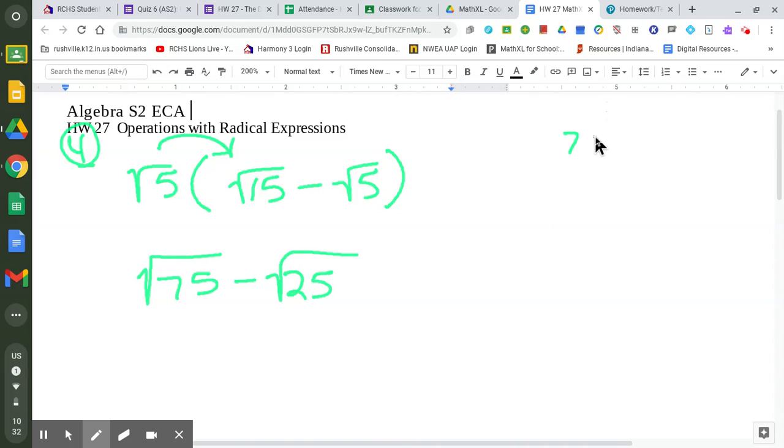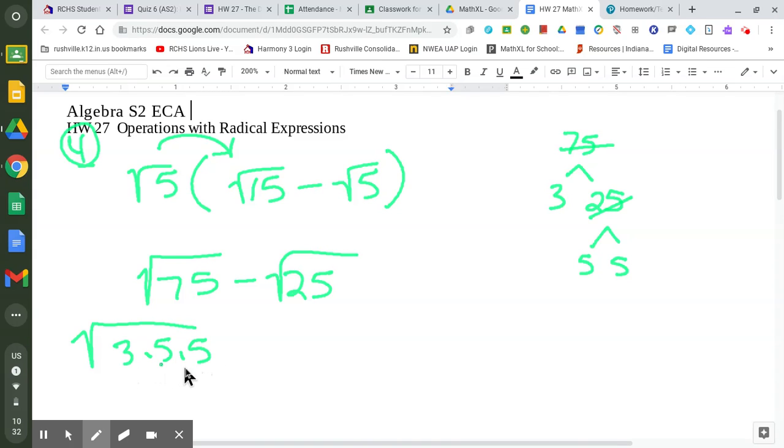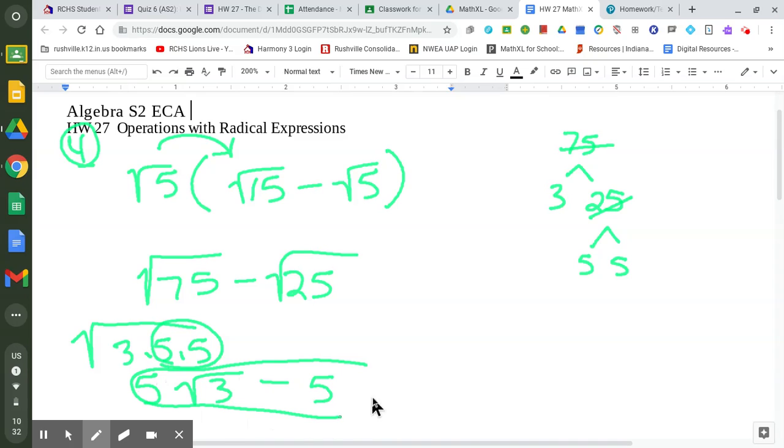So over here, I need to do the factor tree of 75. So the square root of 75 is the same as the square root of 3 times 5 times 5. Circle a pair of 5's. So 1 5 comes out times the square root of 3 minus, and then we just decided that the square root of 25 is 5. So this is our answer, 5 square root of 3 minus 5.